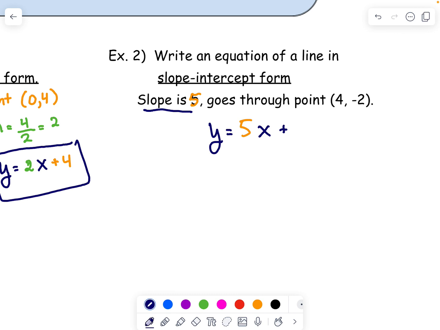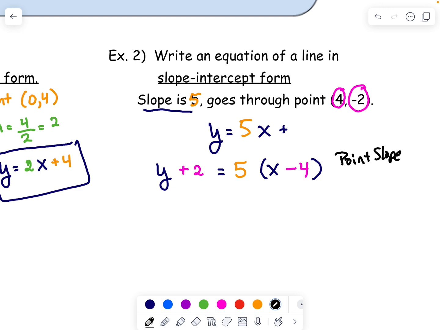This form is when y is alone. But we have another form, which is point-slope form, which is y minus y1 equals the slope times x minus x1. Our slope, we already said, was 5. And then we're going to use our point. Well, if this is 4, then this is the opposite of 4. And if this is a negative 2, then this is the opposite of a negative 2, which is a positive 2. So this is point-slope form, just a little reminder.